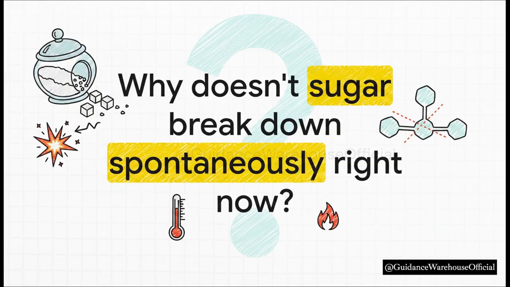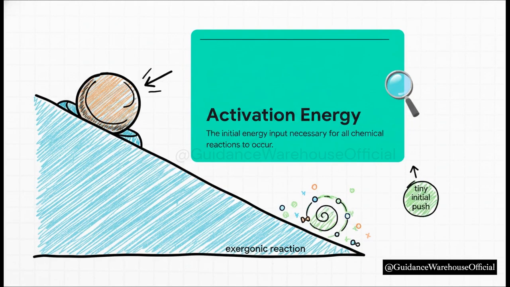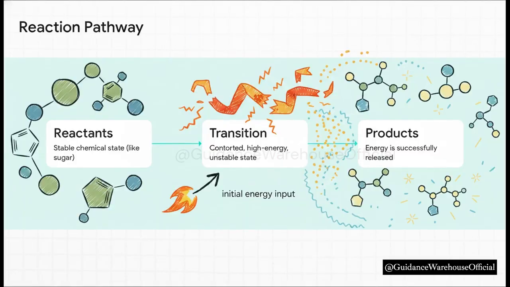Which brings us right back to our original kitchen counter mystery. We established earlier that breaking down sugar is an exergonic, spontaneous reaction that releases a ton of energy. So why is that sugar bowl perfectly safe? Why doesn't all that structural potential energy just release right this second? The secret here is a concept called activation energy. Even exergonic reactions that have a net release of energy still require a tiny initial push to get started. Think of it like a giant boulder sitting in a slight dip at the very top of a massive hill. It naturally wants to roll down and release all its kinetic energy, but it needs a small push over the edge first.